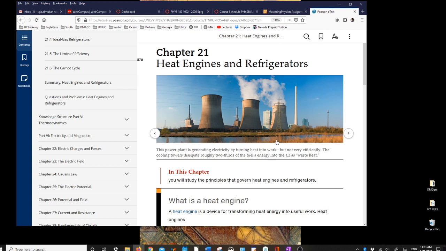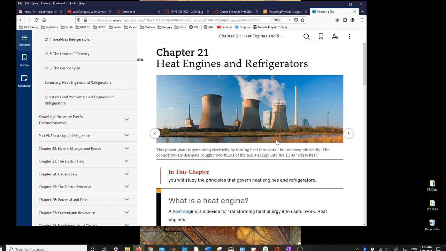In this chapter, we will be covering heat engines and refrigerators. The concentration is going to be on heat engines. There are a few problems here and there on refrigerators, but the main concept here is the heat engine. So, what is a heat engine? An example of a heat engine is the car engine and the steam generator.